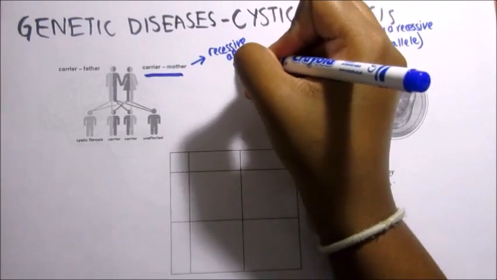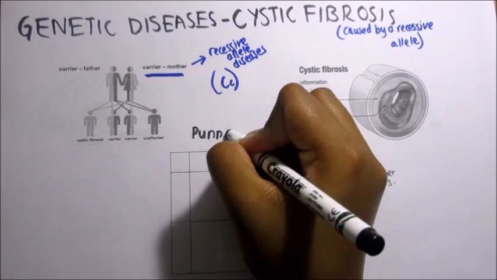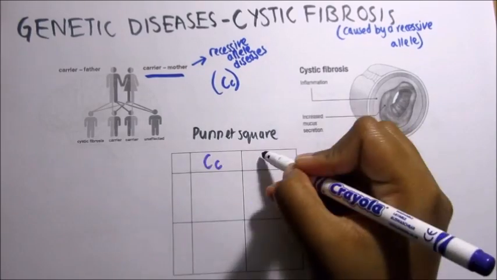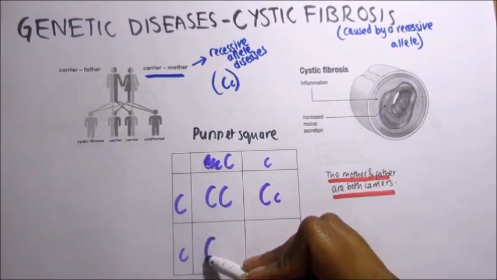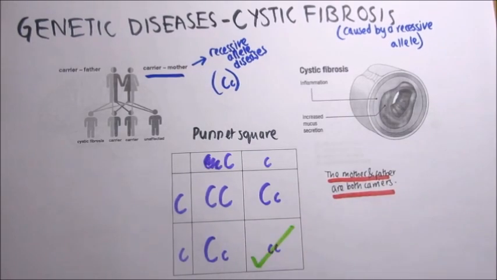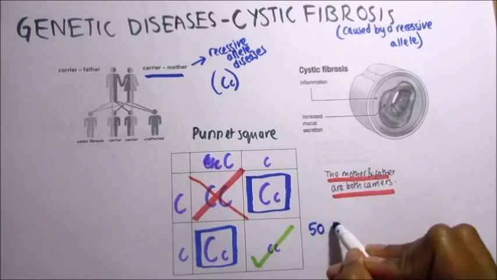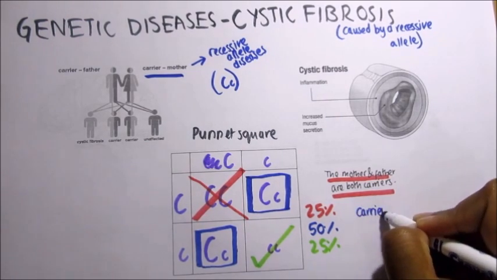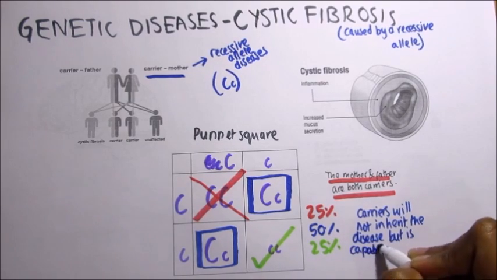Now, with recessive allele diseases, you can have people that are carriers of the disease, which means they will have a recessive allele and a dominant allele. But because of the dominant allele, they would not have the condition. Therefore, the chances of this family in the corner here having a child with cystic fibrosis is 25%. Carriers will not inherit the disease, but they are capable of passing it on.